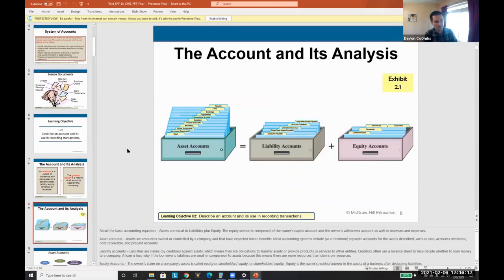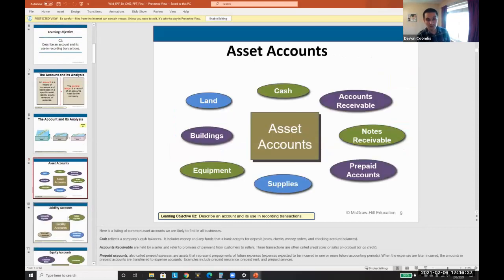Here we see assets equal liabilities plus equity. The pictures aren't great, but I recommend that you memorize which are asset accounts, liability accounts, and equity accounts, and that's what these next slides are. This is something you have to memorize, but you can also understand the logic for it. It's relatively simple. We have cash, accounts receivable, notes receivable, prepaid accounts, supplies, equipment, buildings, land. What do all of these have in common?